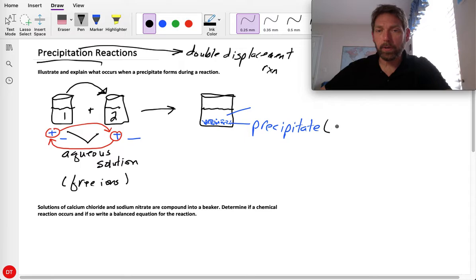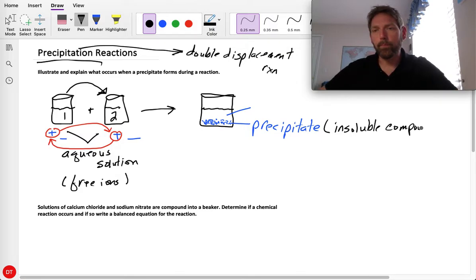So your precipitate is the insoluble compound. All right, it's the insoluble compound. And then this right here stays in solution. So this is, we're going to say, the new aqueous solution.